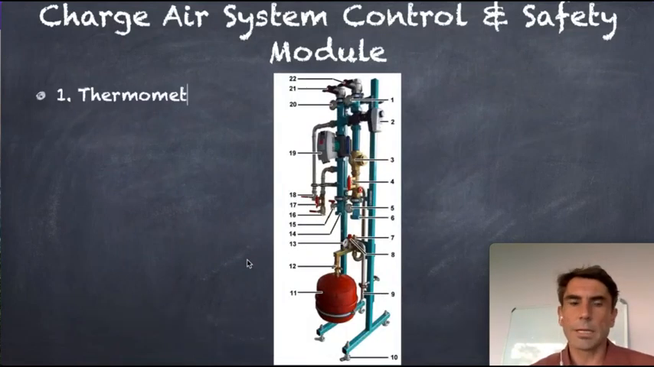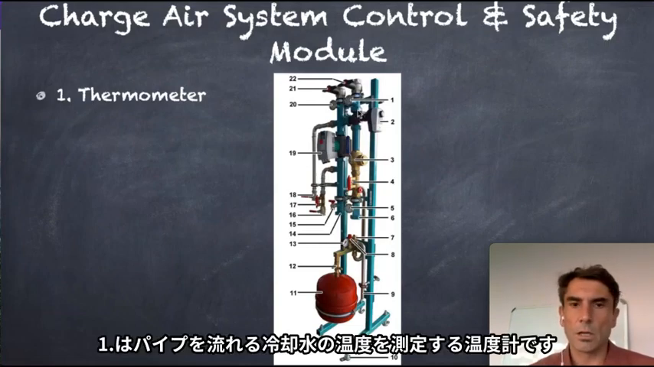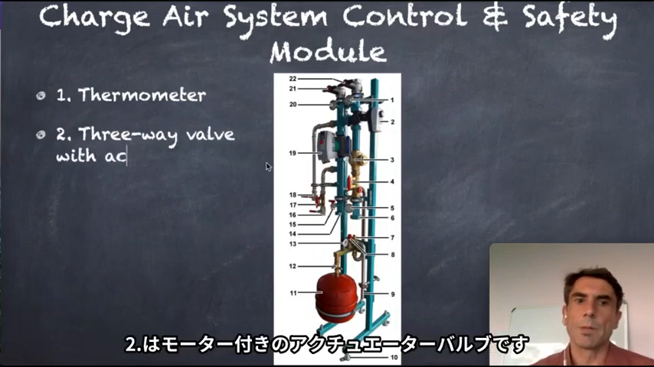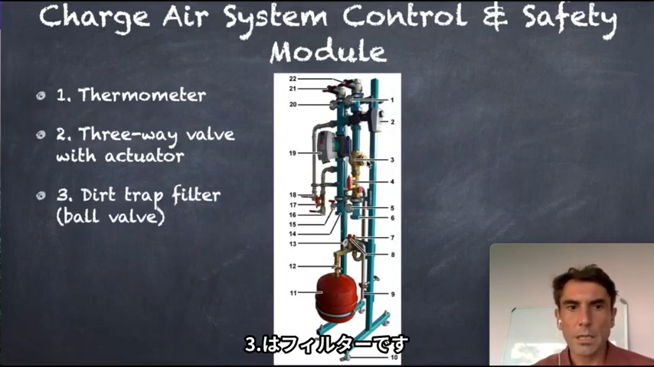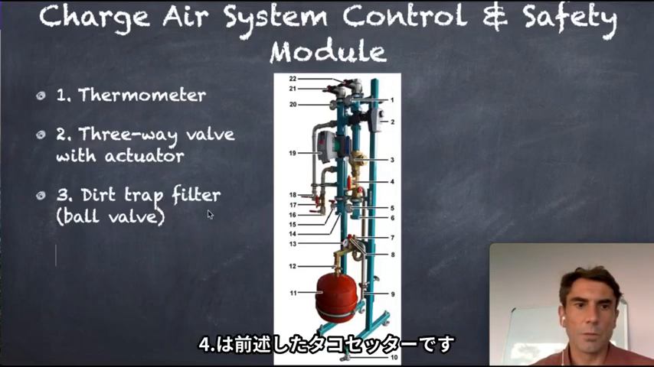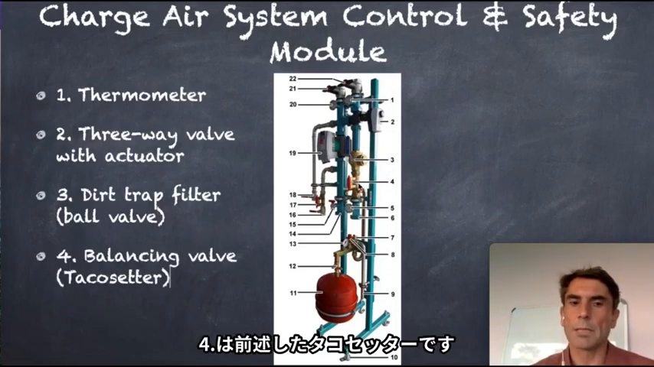Now we have the different components of the charge air cooler system and safety module. Let's go quickly through the points. It's quite easy. So we have here a thermometer to measure the temperature of that pipe. We have the freeway valve with the actuator motor. Number 2, we have the dirt trap filter. It's with a ball valve. It's here. From the ball valve, we go through the balancer valve. So this is the tacho setter, where we can measure the flow rate and adjust the flow rate.